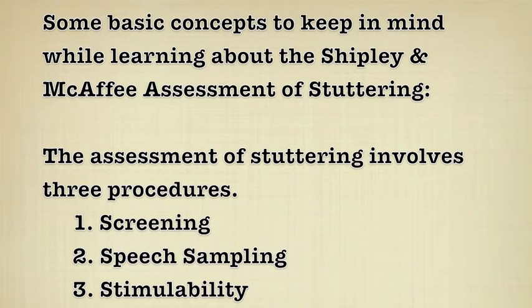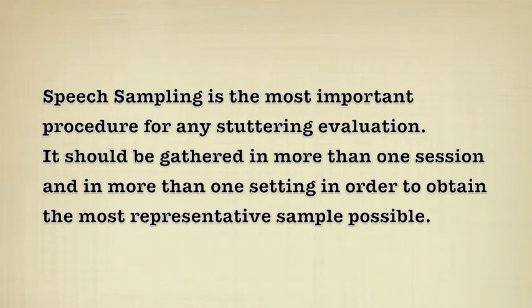While learning about the Shipley and McAfee assessment of stuttering, there are some basic concepts to keep in mind. The assessment of stuttering involves three procedures: screening, speech sampling, and stimulability. Speech sampling is the most important procedure for any stuttering evaluation. It should be gathered in more than one session and in more than one setting in order to obtain the most representative sample possible.